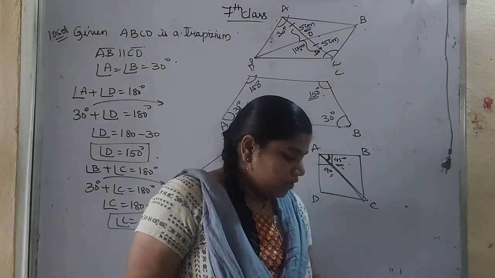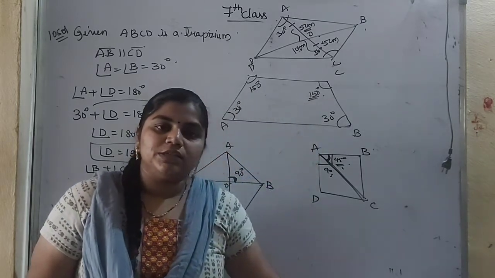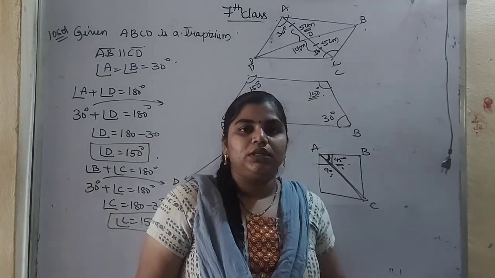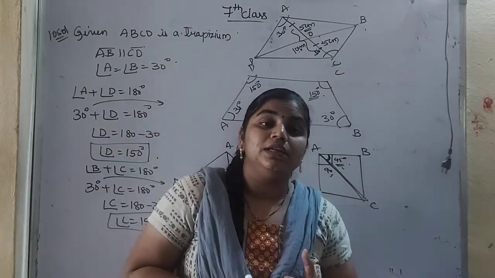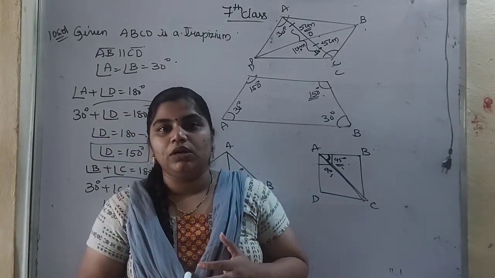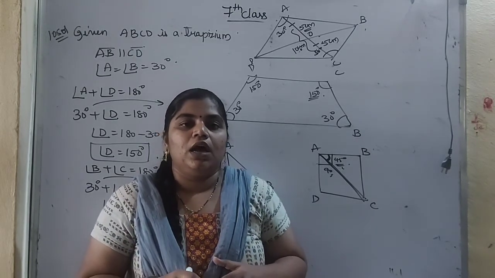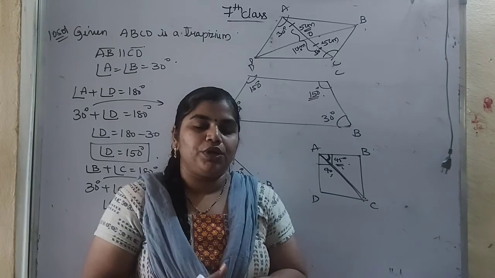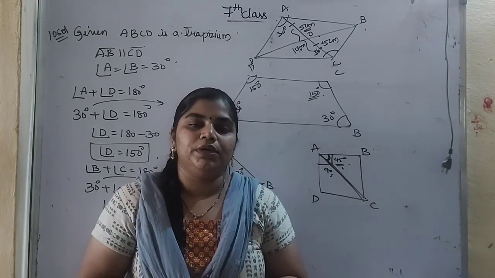So with this our chapter has been completed. What we have learned in this chapter: what a quadrilateral is, some of the angles, some properties of quadrilaterals, what the properties are, how many different types of quadrilaterals there are, all of this we have included in this chapter. So in the next class I will come with a new chapter. Thank you.